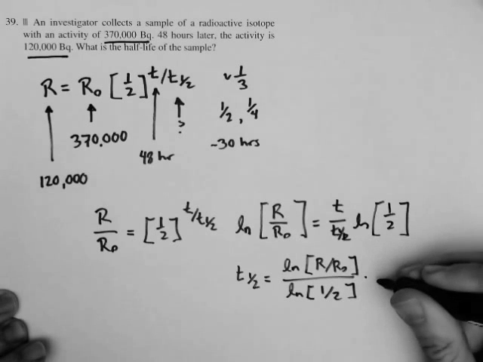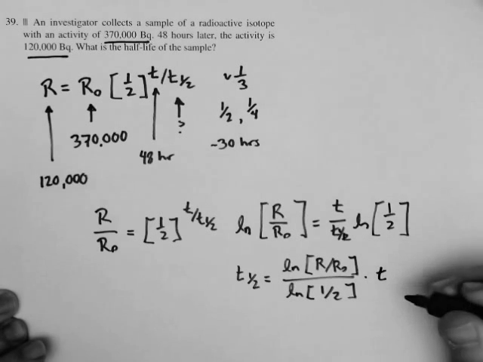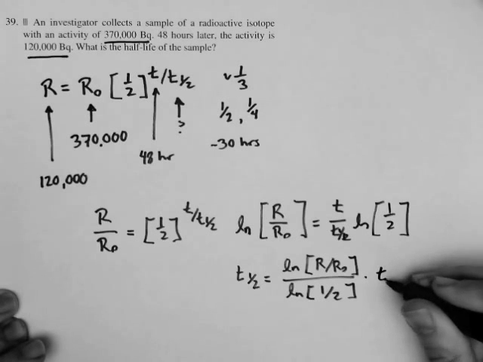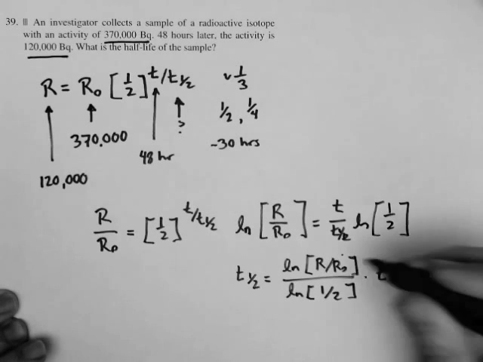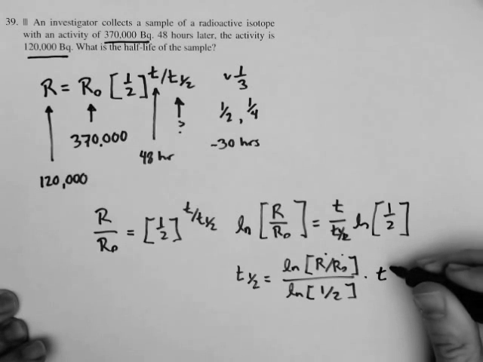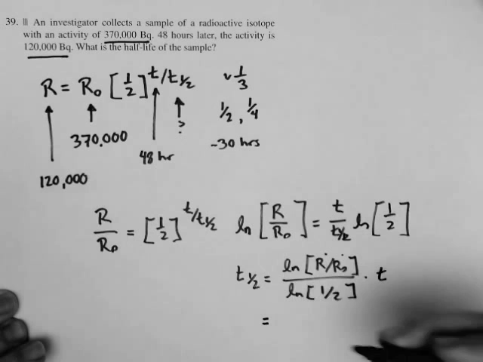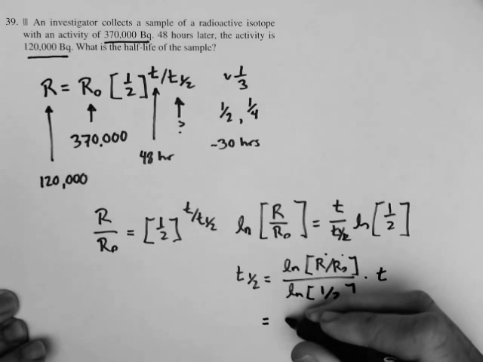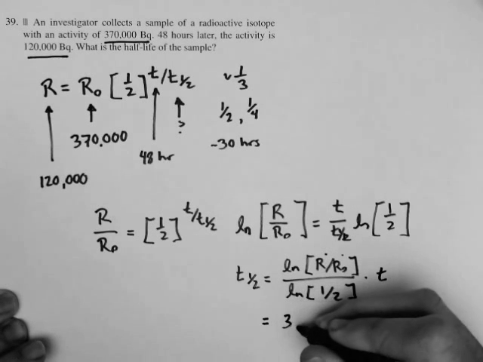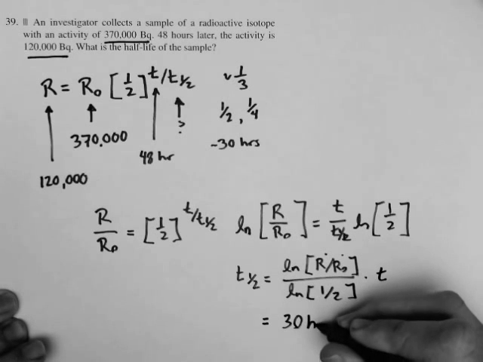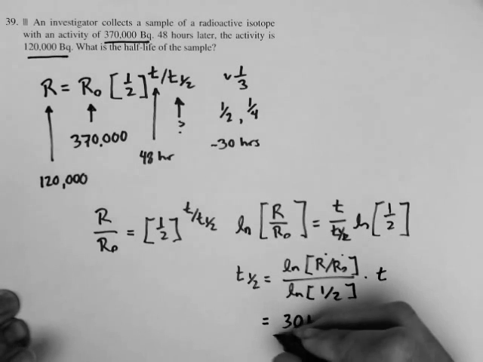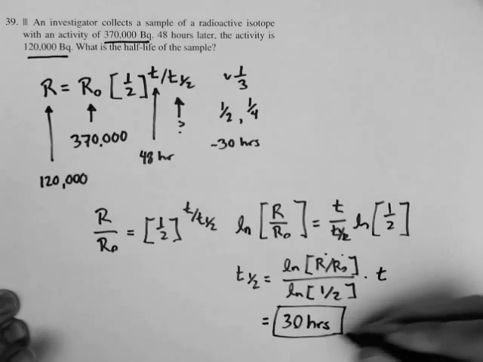times the time. And we know all these numbers. The time is 48 hours, the initial activity is 370,000, the current activity is 120,000, and so we can put those numbers in and we calculate a half-life. If we do that and we round to 2 significant figures, which is appropriate given the statement of the problem, we end up with a time of 30 hours.